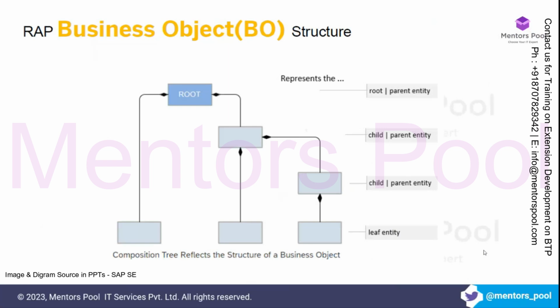The tree reflects the structure of the ABAP object. So a business object basically, and it could relate to any document for that matter, has usually a root and child entity and the leaf entity. Any standard business object structure.